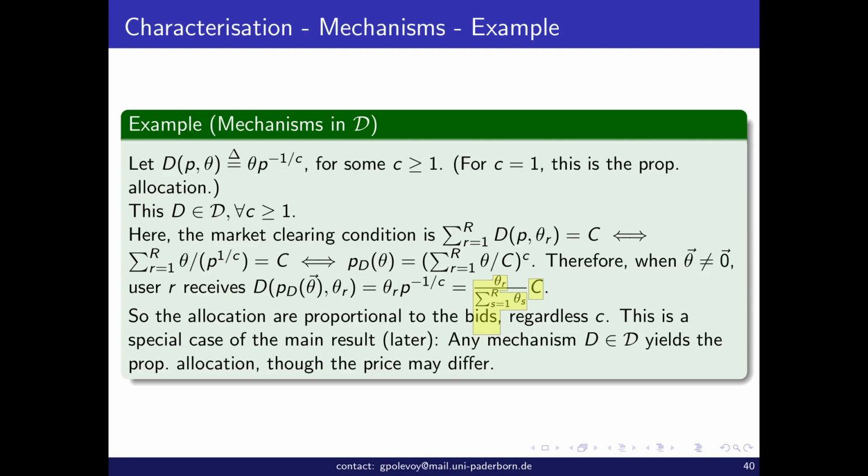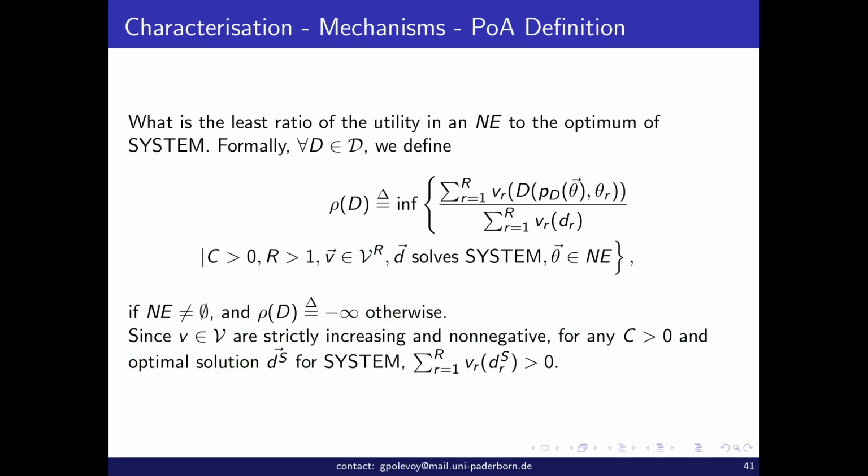The price is reasonable. But actually, the allocation here is proportional allocation. That's quite surprising. So we will prove something more general for anything in calligraphic D. That's going to be one of the things which we now prove.